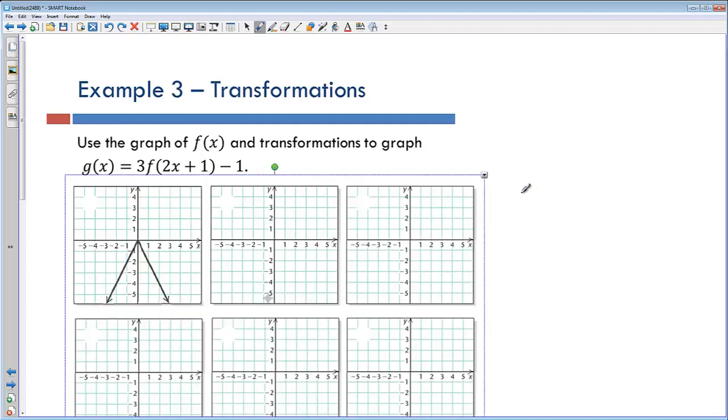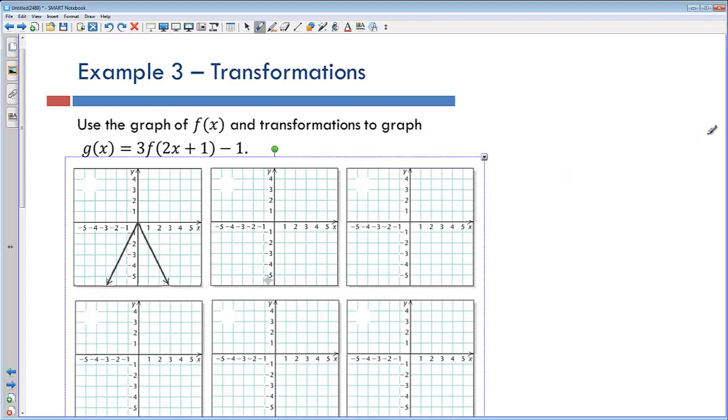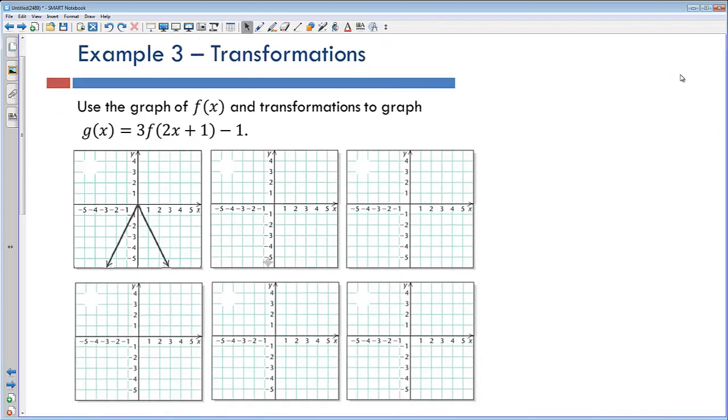Okay, and that brings us to trying to put all this stuff together, and that's really the problem we want to solve, which is not easy to do. It takes a lot of thought as to how these transformations actually work. So when you look at this, use this graph of f of x, which is right here again, and the transformations to graph this new function, g of x, which is 3 times f of 2x plus 1, then I'll take away 4. So you have basically a series of transformations here. In fact, you have a times 2, a plus 1, a times 3, and a minus 4.